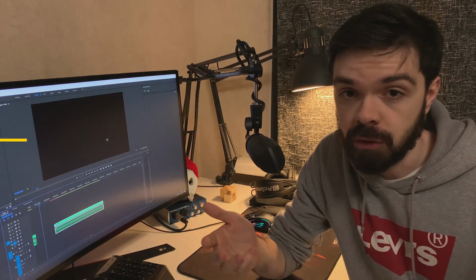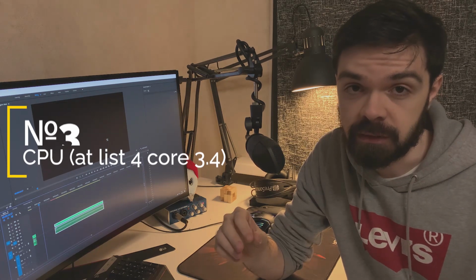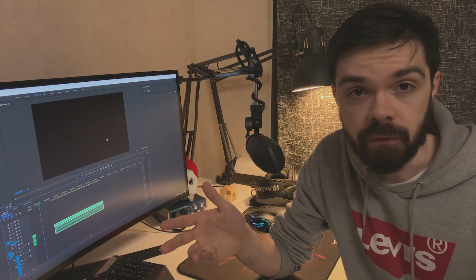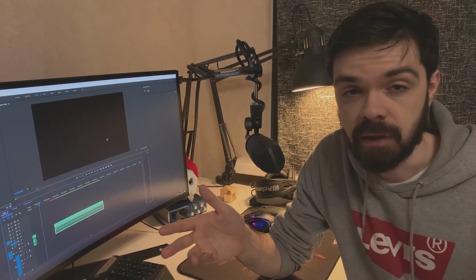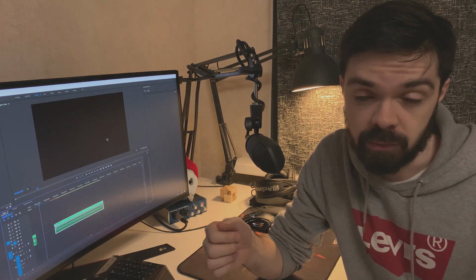And after that, the CPU. The CPU should be really fast, so it means it should be at least 3.6 GHz. The core is really important. As I said before, Revit uses only one core, so it means your core should be fast.